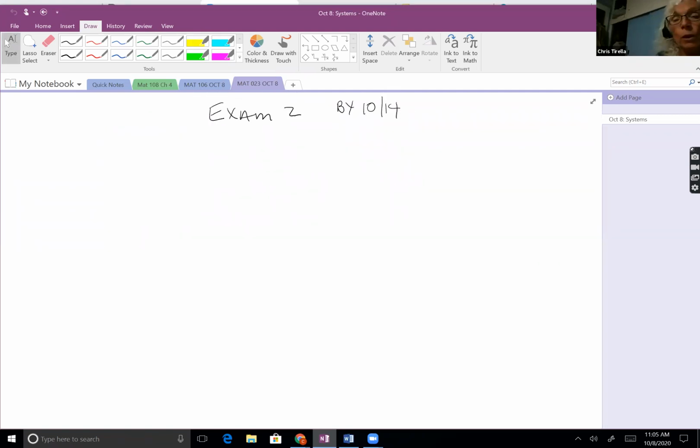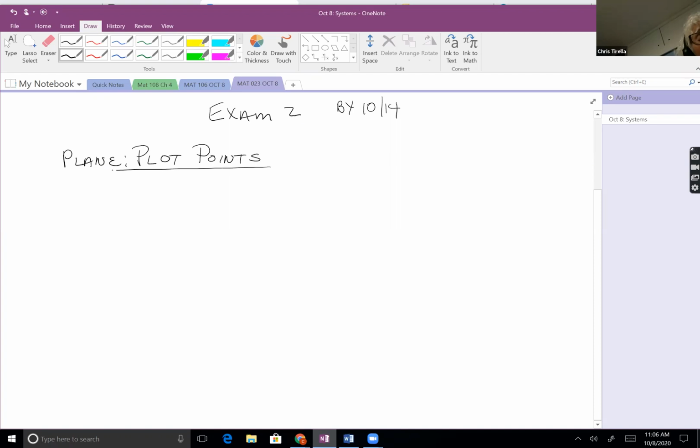Before we get started looking at these systems of equations, let's do a real quick review of what we've done so far this unit. We've looked at the plane and plotting points. How does everybody feel about plotting points? Are we okay with that?